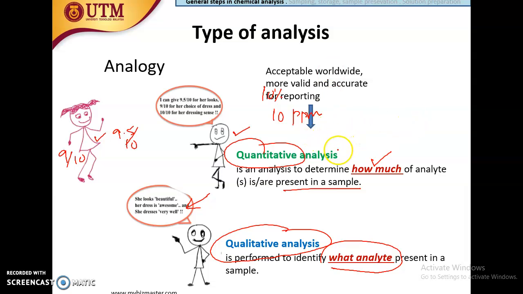However, it is preferable in chemical analysis to go towards quantitative analysis because it's acceptable worldwide. Okay, Malaysian law, in terms of homicide cases or civil cases, more of it is civil cases. We want quantitative analysis. We want quantity because it's valid and accurate for reporting.